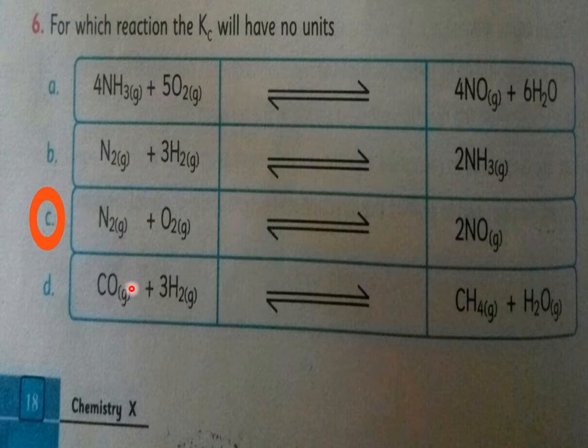And if you look at the last one here, there is 1 mole and 3 moles of hydrogen, and here is 1 mole of methane and 1 mole of water. So in the numerator there is 1 mole per decimeter cube and 1 mole per decimeter cube, and in the denominator there is 1 mole per decimeter cube and 3 mole per decimeter cube. So here it is 2 divided by 4. What will we get? 1 by 2 mole per decimeter cube. So the right option is C.